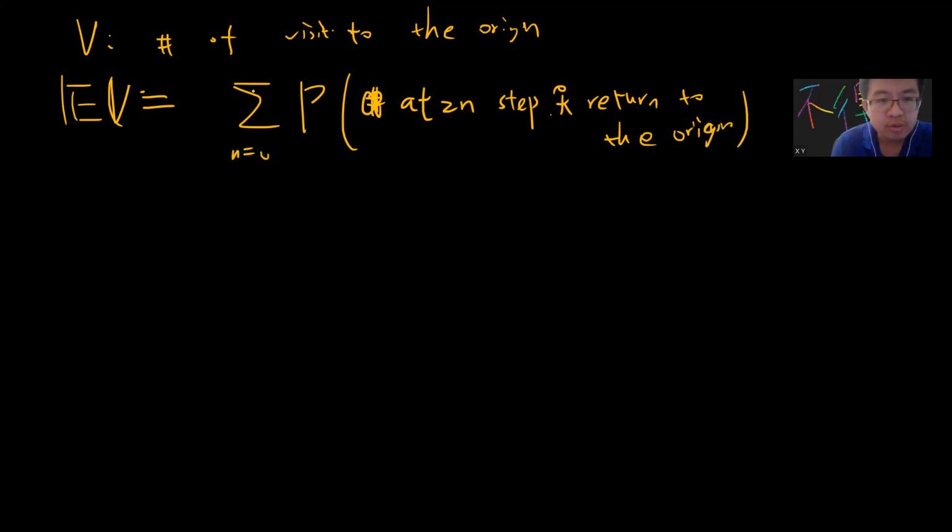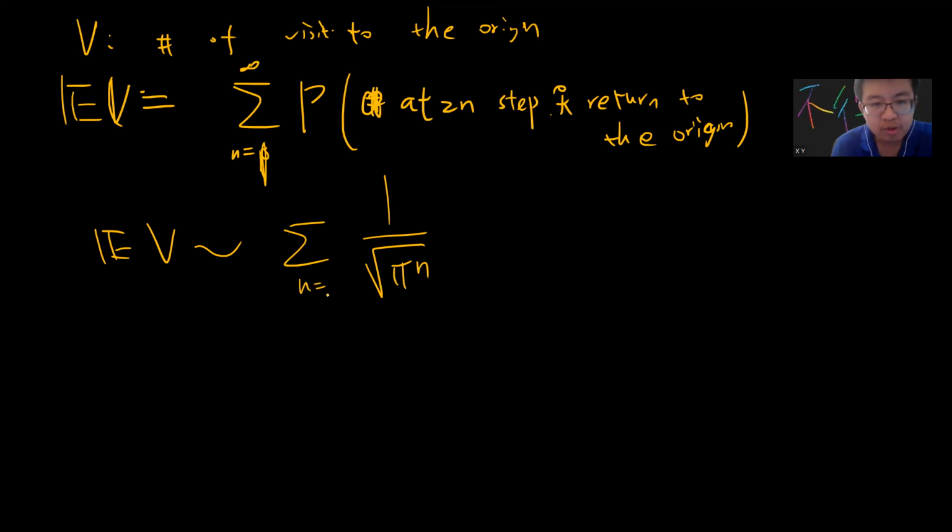Okay, n from 0 to infinity. Okay, and then we have proved that this summation should be 1, n from 1 to infinity, because at the beginning we are already at the origin, so we should count only from n equals 1 to infinity.